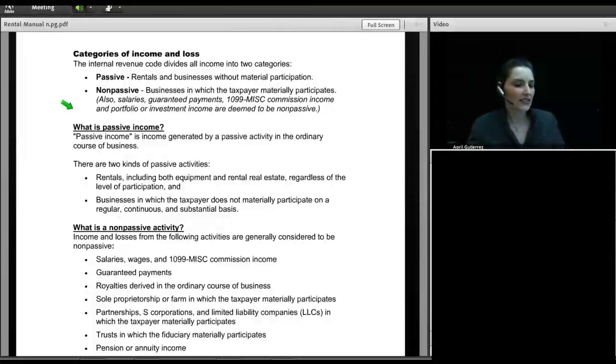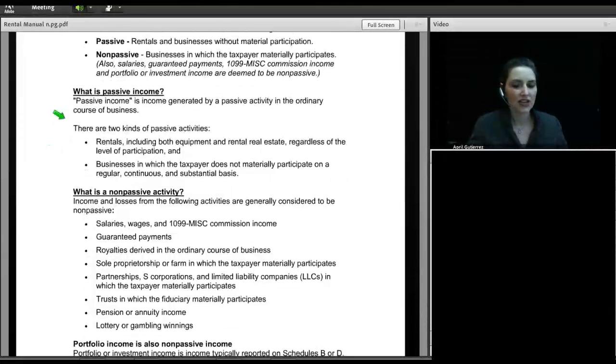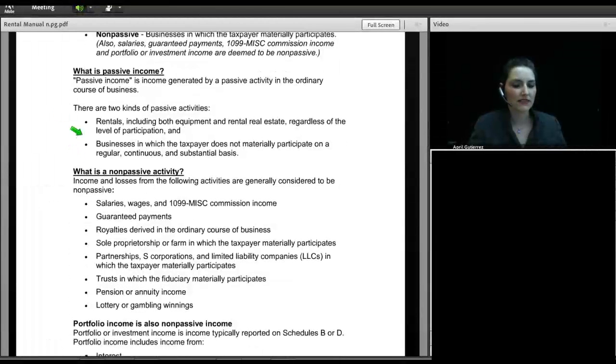So what is passive income? Well, passive income is generally income generated by a passive activity in the ordinary course of a business. There are two kinds of passive activities. Rentals, including both equipment and rental real estate, regardless of the level of participation, and businesses in which the taxpayer does not materially participate on a regular, continuous, or substantial basis.